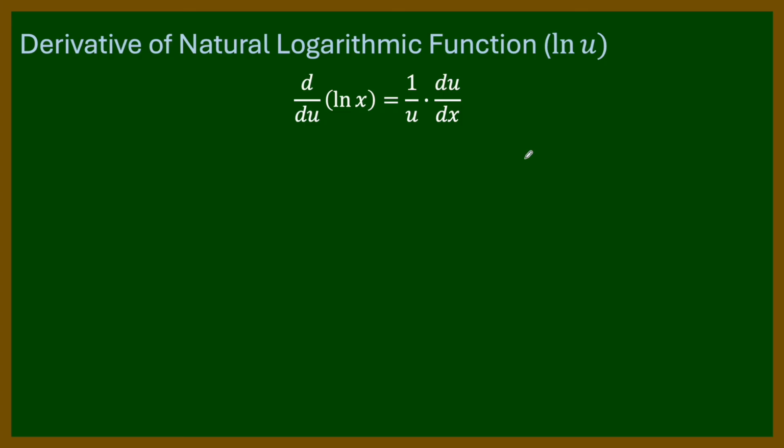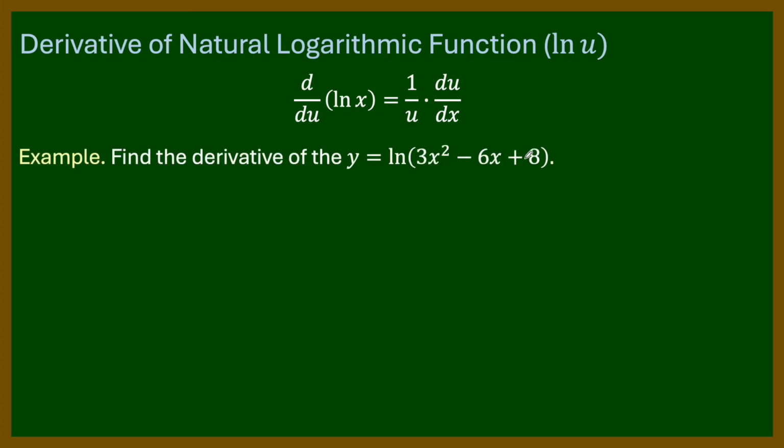Now at this point, we are at the third formula, which is the derivative of the natural logarithmic function. So how do we differentiate the ln of u? Simply get the reciprocal, then multiply the derivative of that function with respect to x. For example, find the derivative of y equals ln of 3x squared minus 6x plus 8.